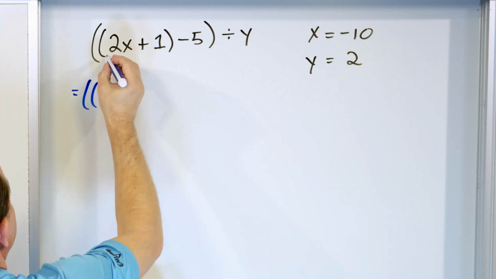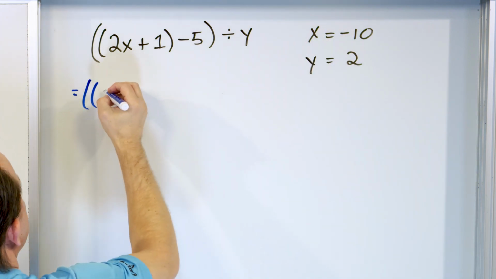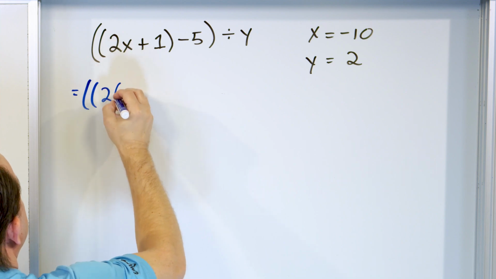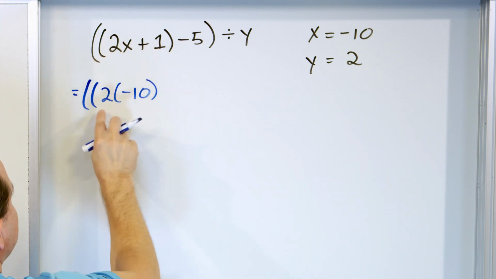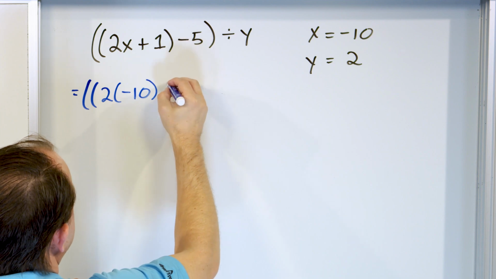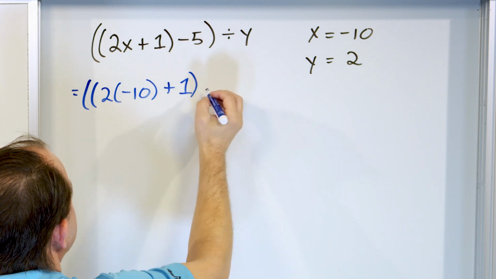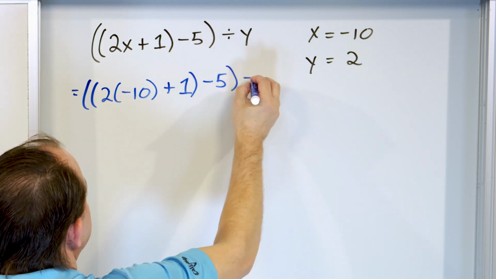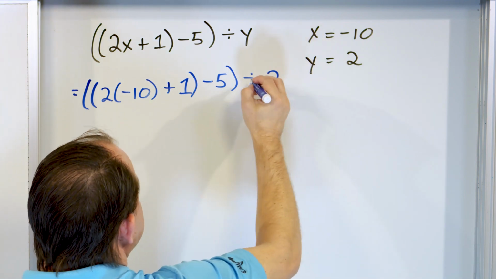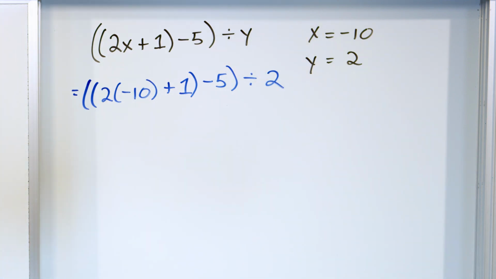So here we have 2 times negative 10. So it's going to be 2 times negative 10. Wrap it in parentheses so you know it's multiplied. I know it's a lot of parentheses, but sometimes you just have to do it. Close that one. The minus 5 gets written down, divided by y. Y is 2. I don't need to put parentheses around that. I can if I want, but I don't have to.